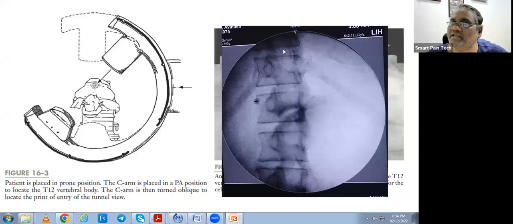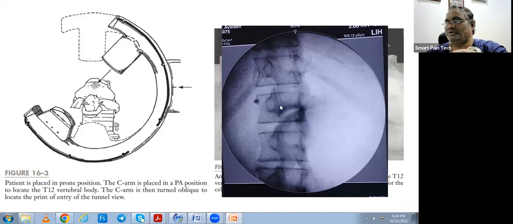So lower border of T11 and upper border of upper 1/3, 2/3 of T12. But now if you see my needle, it is at the upper border of upper 1/3 of L1. So I'm doing a proper celiac plexus. Now AP view. This is not AP view.